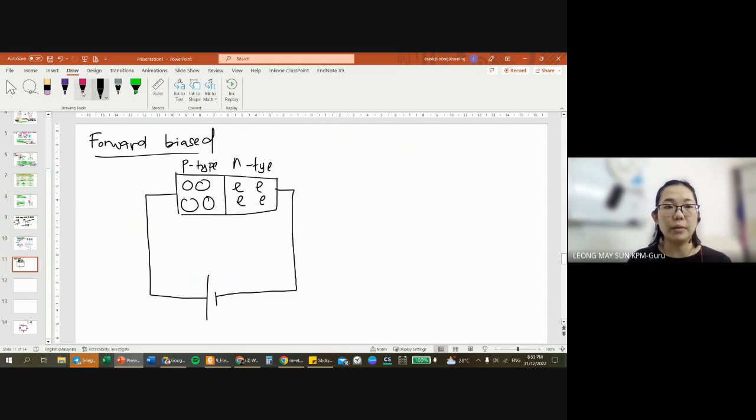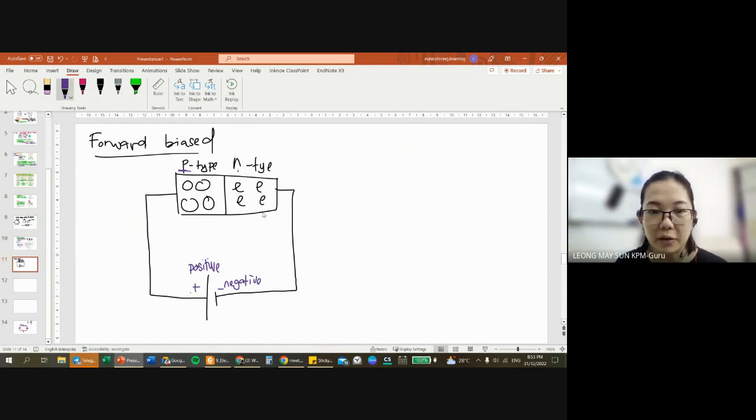Now, how do I know it's a forward bias? Simple. For the battery, this is the battery. The longer line is positive, the shorter line is negative. Forward bias is when the p-type is connected to the positive terminal and the n-type is connected to the negative terminal. Remember, P stands for positive. P-type means positive type of semiconductor. N-type stands for negative type of semiconductor. So forward bias means the p-type semiconductor is connected to the positive terminal of the battery and the n-type semiconductor is connected to the negative side of the battery.